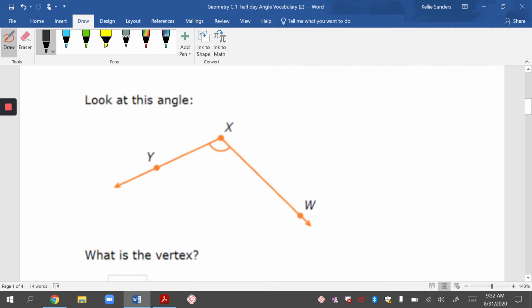Look at this angle. What's the vertex? X is the vertex.